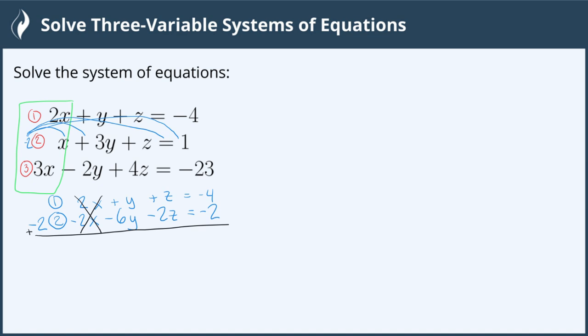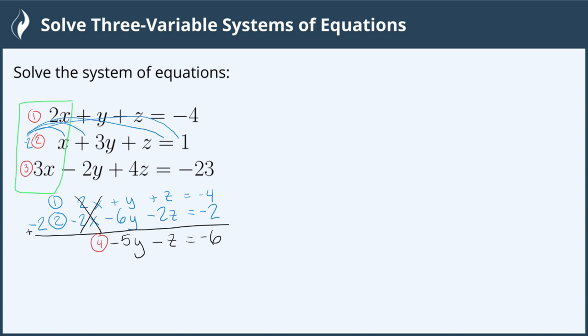Now we'll add the y's. Positive 1y minus 6y gives us -5y. Positive z minus 2z gives us minus 1z, or just minus z. And then -4 plus -2 gives us -6. Now this is still an equation with two variables, but it's a new equation, not one of the original three. So I like to name this equation number 4. And now I have one equation with two variables.